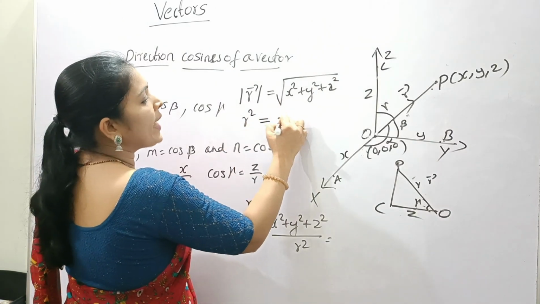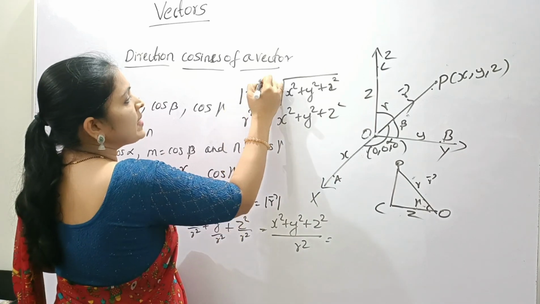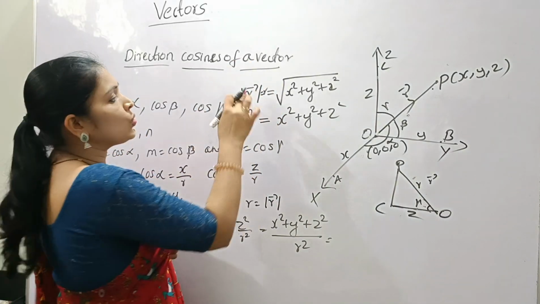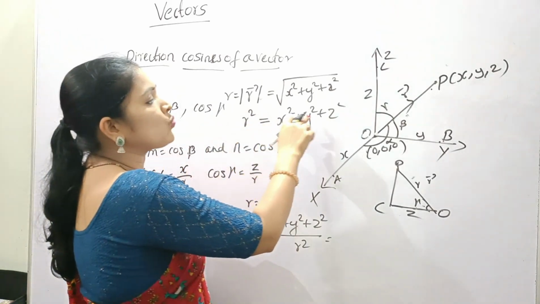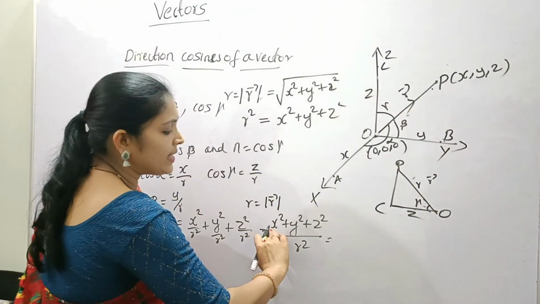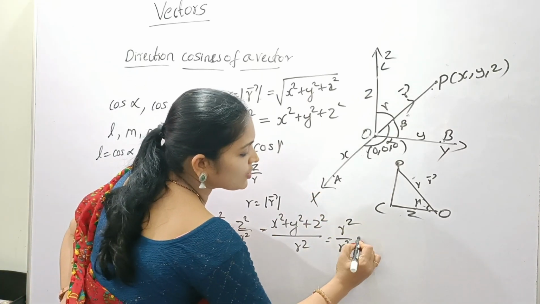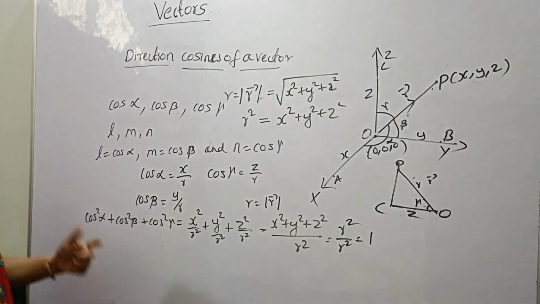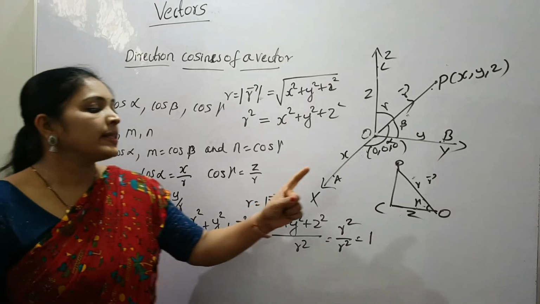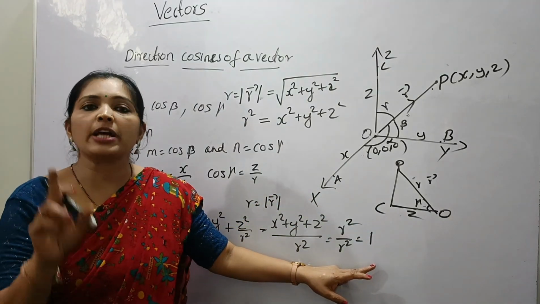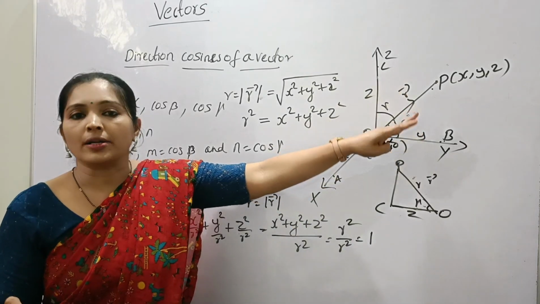r square is equal to x square plus y square plus z square. Here the modulus of vector r is r. So x square plus y square plus z square divided by r square is equal to 1. So we have cos square alpha plus cos square beta plus cos square gamma equal to 1. Here cos alpha, cos beta, cos gamma are the direction cosines of a position vector r.